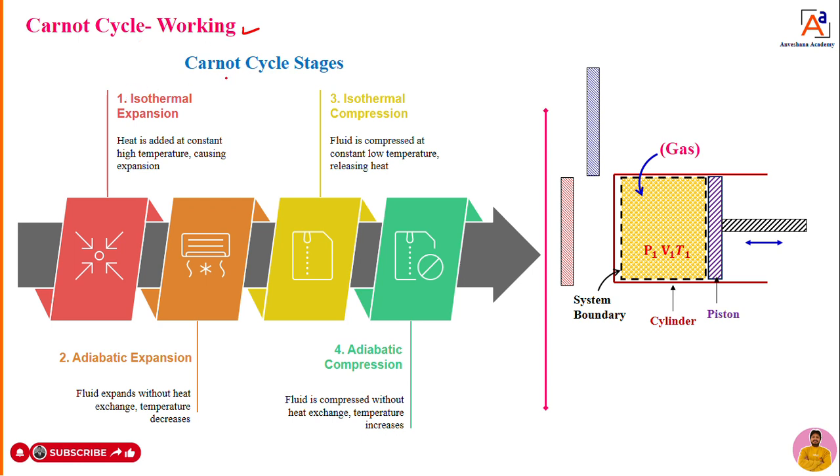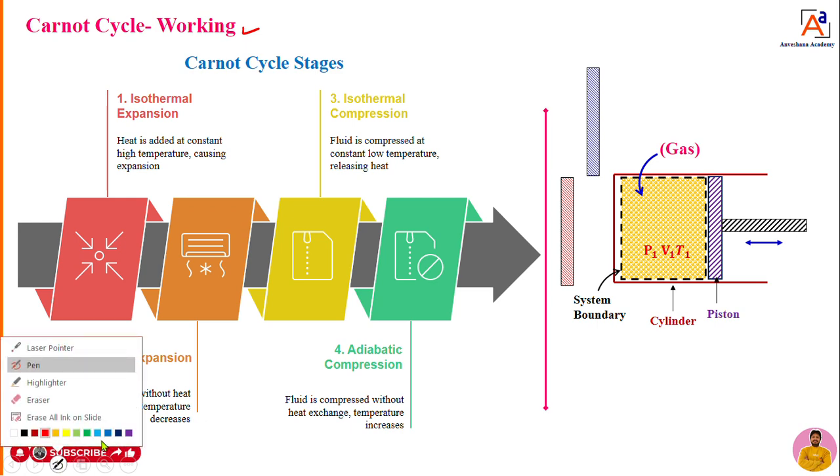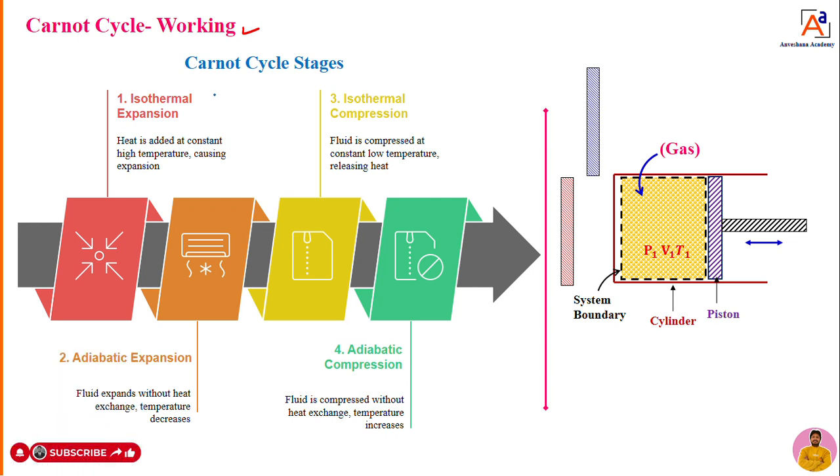The first process, as I told in the previous class, there are four important processes. Two are isothermal processes, two are adiabatic processes. The first one you can see here is the isothermal expansion process. Here the heat is added at constant temperature. That process we call an isothermal expansion.